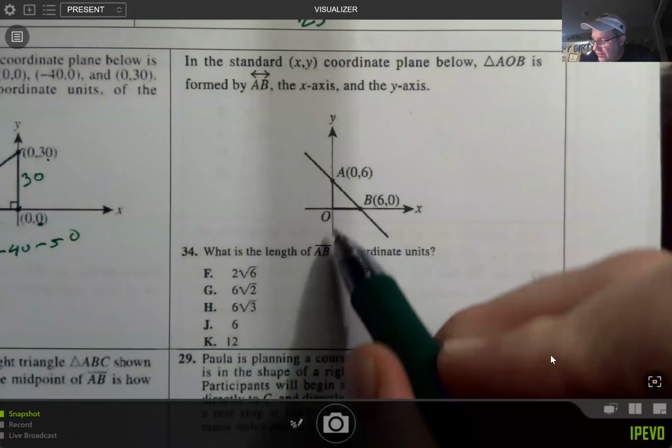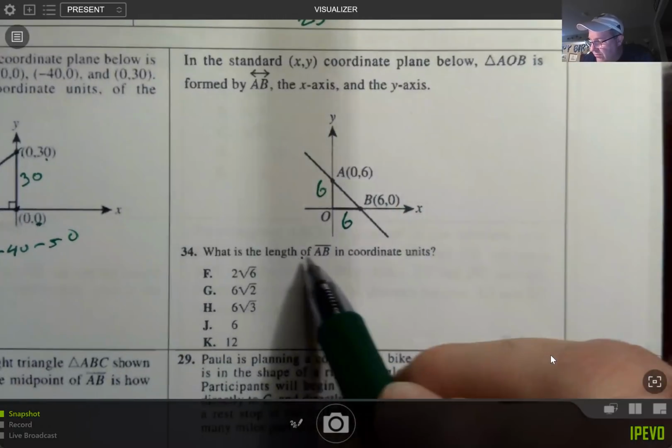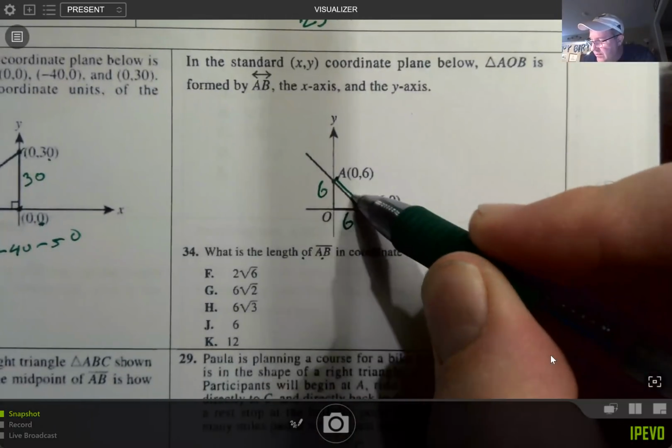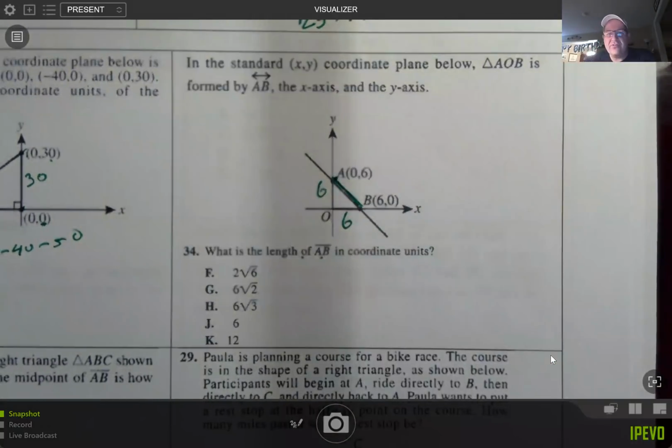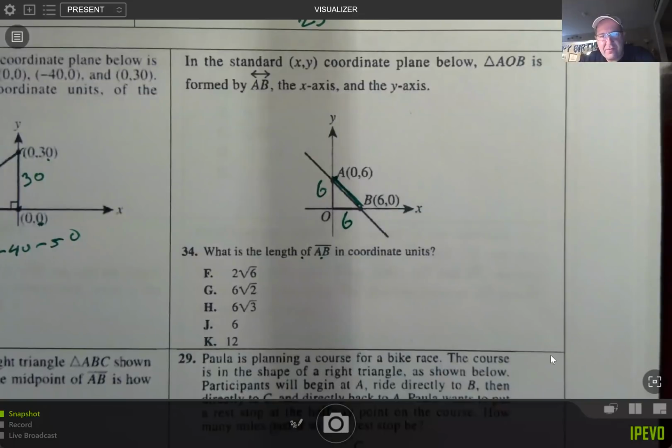I know that this side is 6 and this side is 6. And the question says, what's the length of AB? How far is it from A to B? Now, I know there's a thing called the distance formula, but I've noticed some students have a hard time with that. And it's really just Pythagorean theorem. So why not just cut the memorizing down and just use Pythagorean theorem?